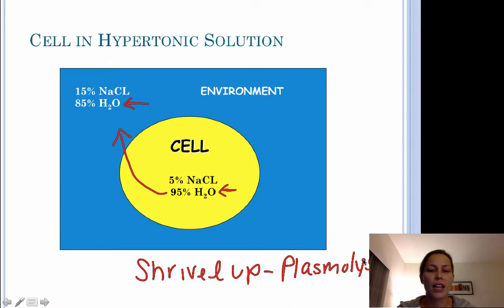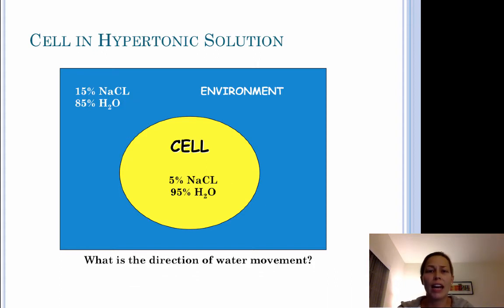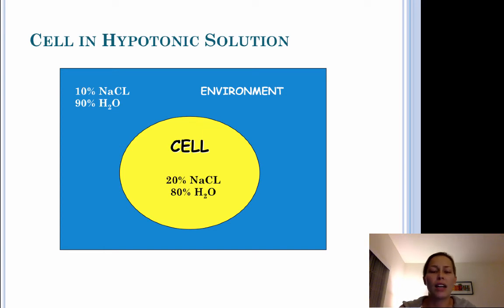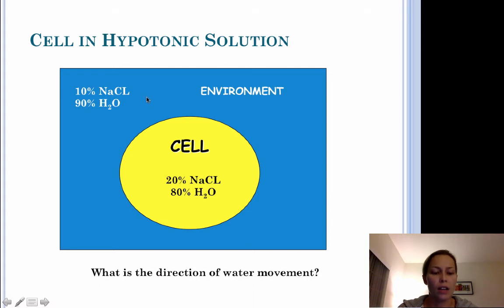Let's take a look at a cell in a hypotonic environment. So what we're noticing in a hypotonic environment is that there is more water in the environment than there is in the cell, and water is going to move from an area of high concentration to an area of low concentration. So water is going to move into the cell, and when water moves into the cell, it is going to swell.